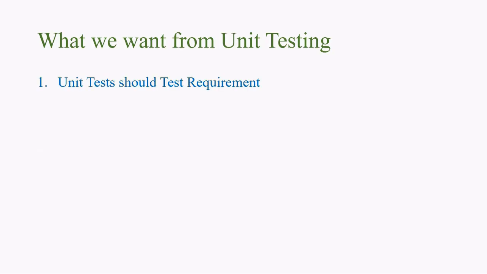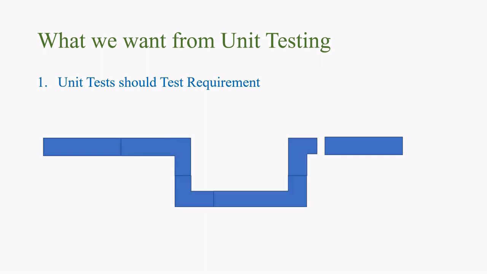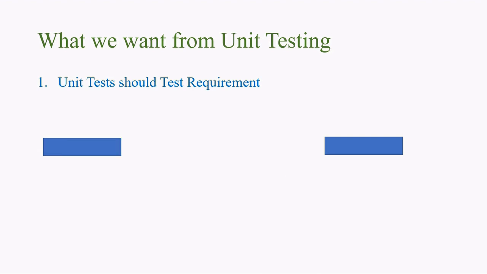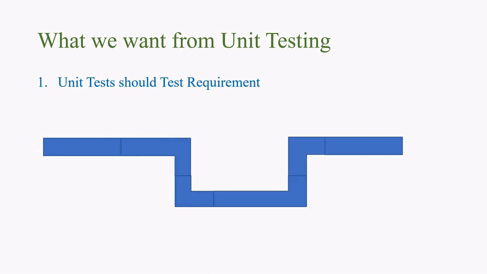Unit tests should test requirements. Suppose we have these, and a requirement is to connect them. And now when we unit test this, the test should fail because it's not connected. On the other hand, if we connect it this way, the unit test should pass because it's connected.